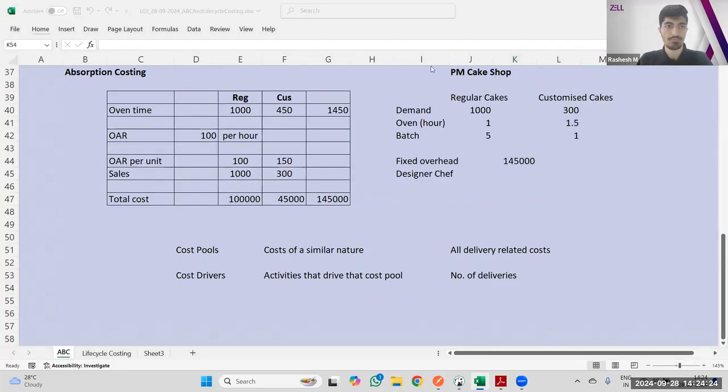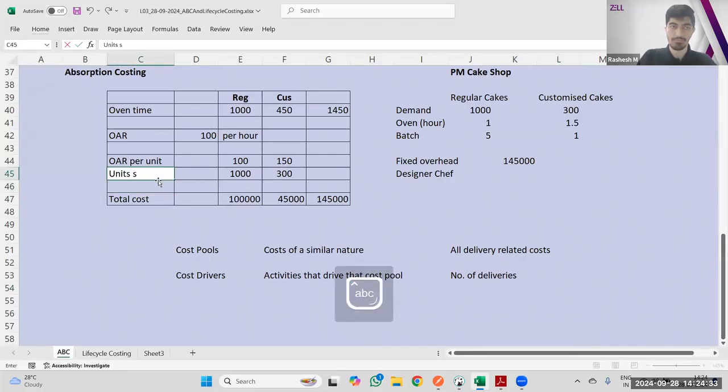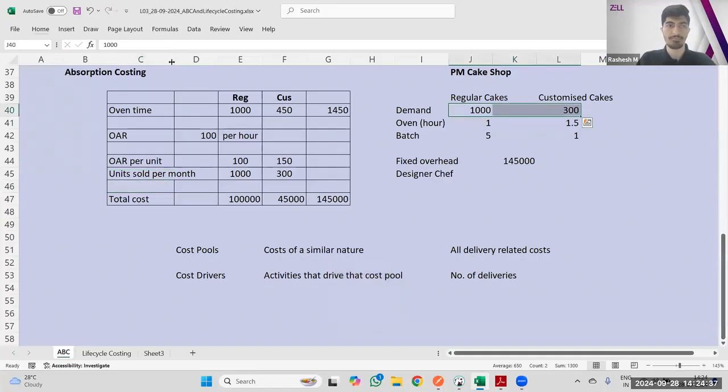Sales calculation. Zoe, this is not sales. This is just units sold per month, which is nothing but 1,300. All right.